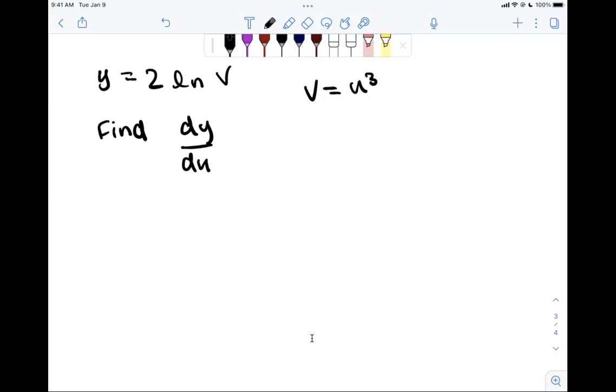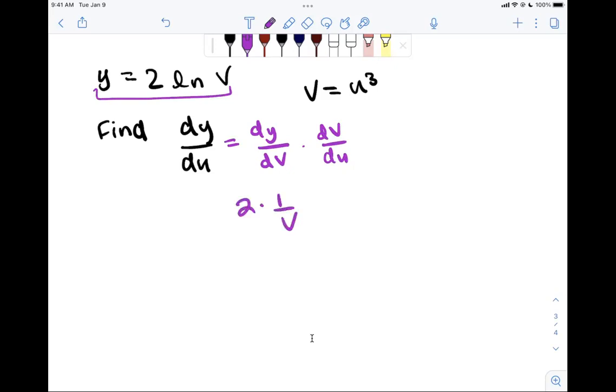All right, so let's use the chain rule. So we have dy/du equals dy/dv times dv/du. All right, so let's work this out. So dy/dv, we're just going to be differentiating this. So this is going to be equal to 2 times 1 over v, because the derivative of the natural log is 1 over x. All right, times dv/du. Now we're differentiating this with respect to u. So that's times 3u squared.